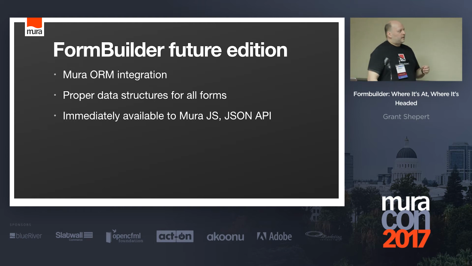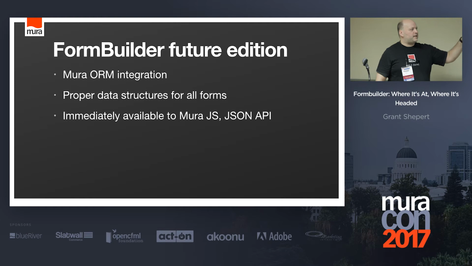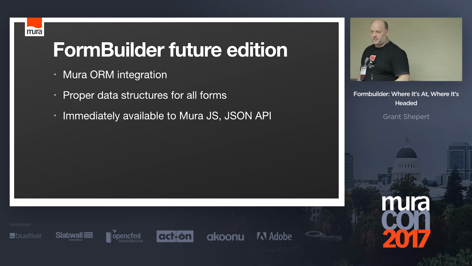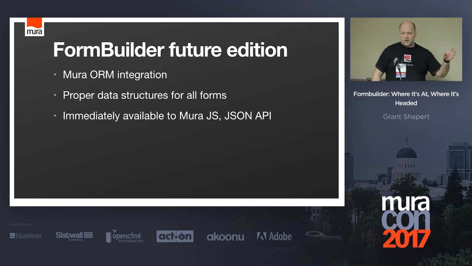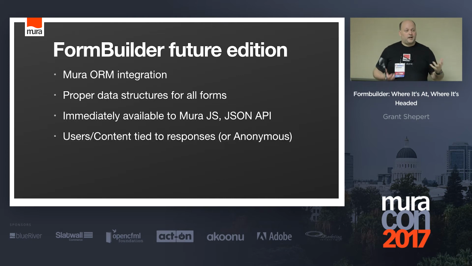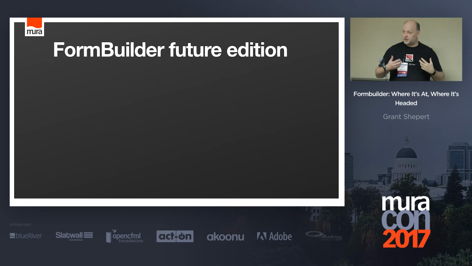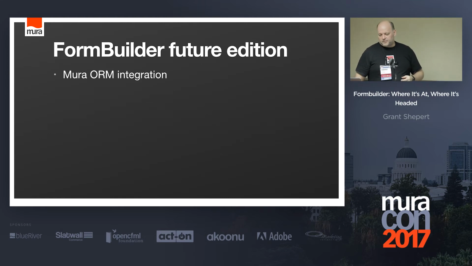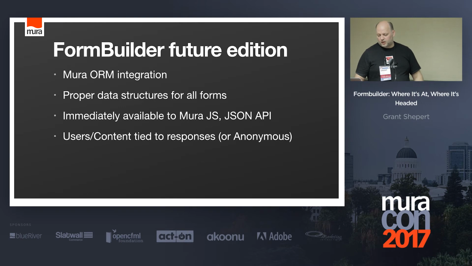But what it does is now all of your form results are immediately available via Mura.js, the JSON API. It's linked immediately into the content objects. So if you drop a form onto a page, all of those results are linked via the content ID to the page, and also the user ID. You can mark a form as anonymous, and it won't save the user ID. Or if you just leave it recording, you don't have to capture any of that user information. You can just look at their user ID if they're logged in. So users and content are tied to all of those responses.